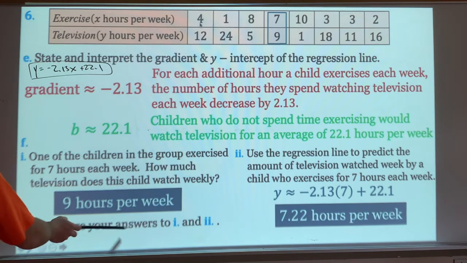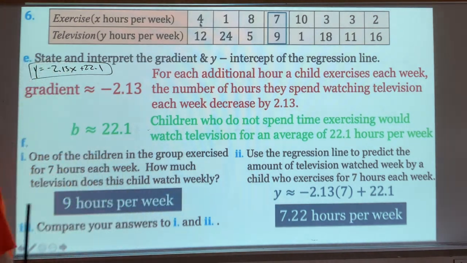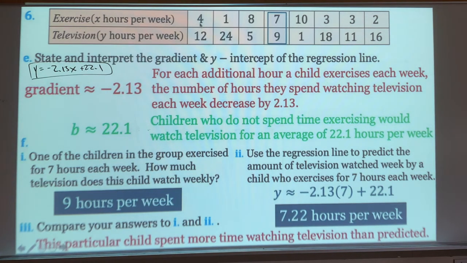So compare your answers. What does this mean? Why are they different? Well, the reason they're different is this particular child actually spent more time watching TV than predicted. Is that allowed? Yeah, because we're just doing predictions. That's it. We're doing the predictions.